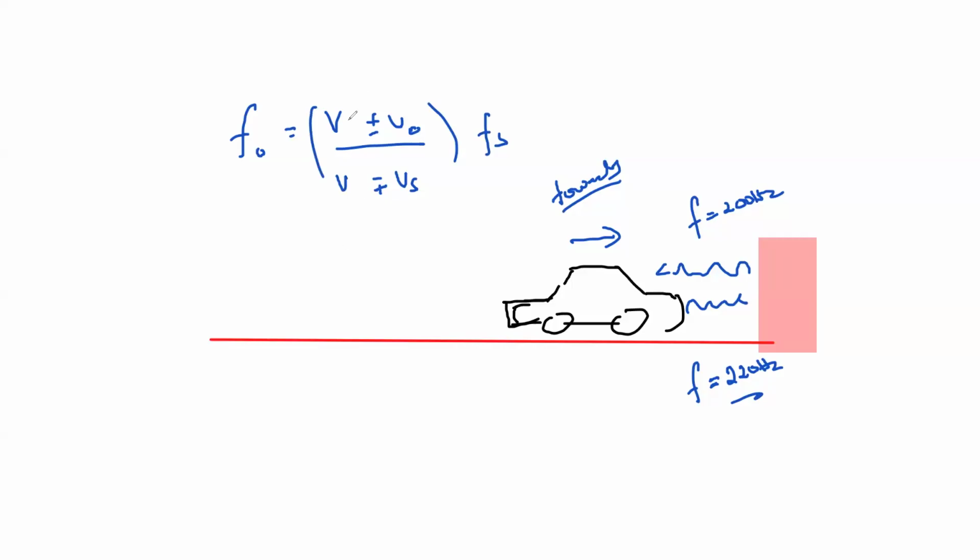So what is V representing? V is the speed of the wave. V0 is the speed of the object, the observer. Vs is the speed of the source. If the source is stationary, then Vs will be 0. If the observer is stationary, then V0 will also be 0. Fs is the source frequency and F0 is the observed frequency. So if the source is stationary, this will be 0.